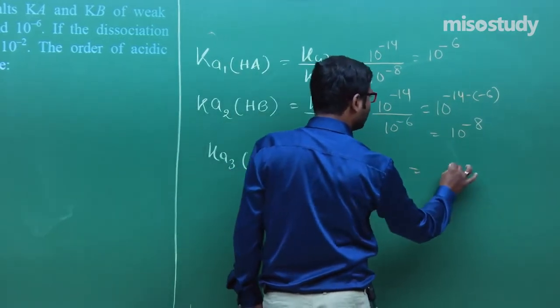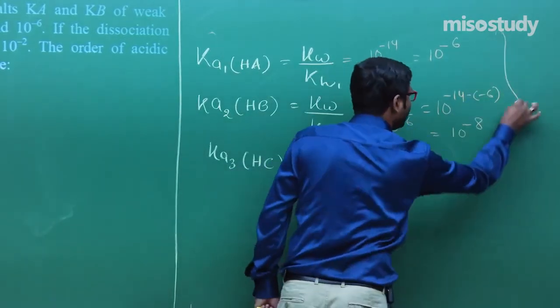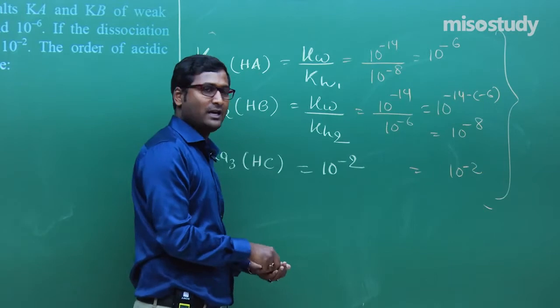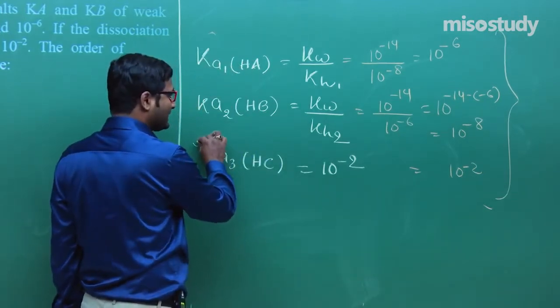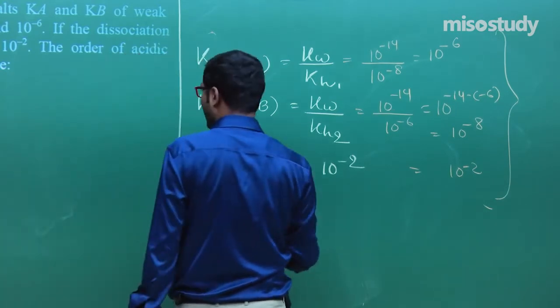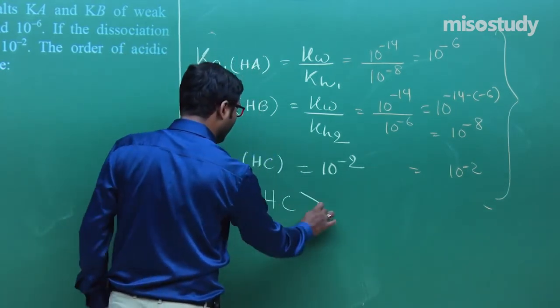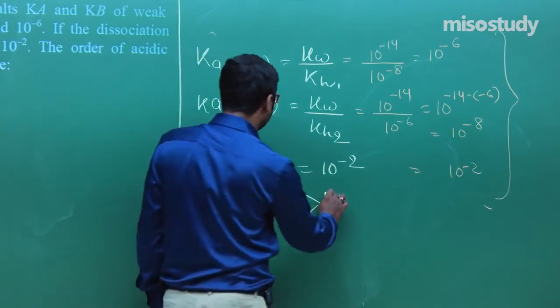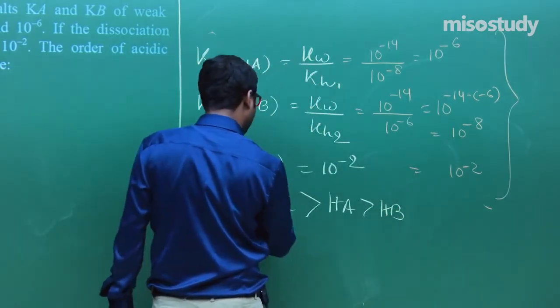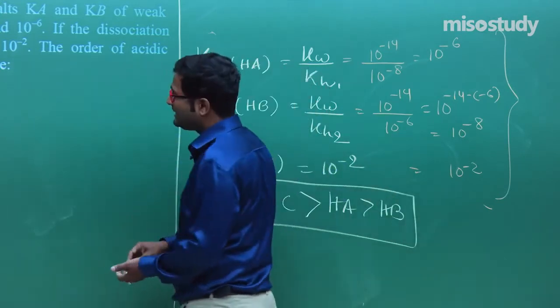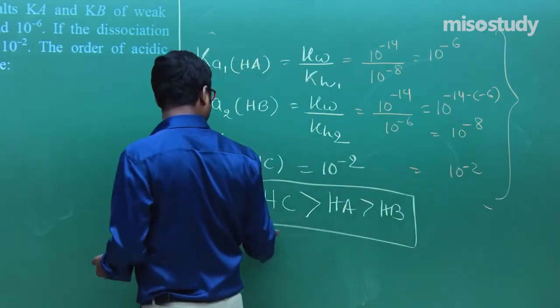And the third case, 10 to the power minus 2. Is it clear? This is a slightly tricky question. Now tell me which one has the higher value of K, that is Ka3. Ka3 has the higher value, so C will have more acidic strength than A, than B. This is the order. Now check which option is correct: C, A and B. This one.